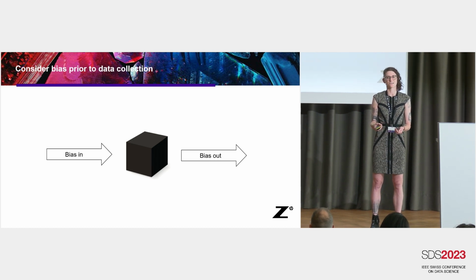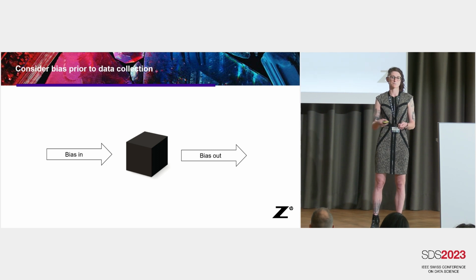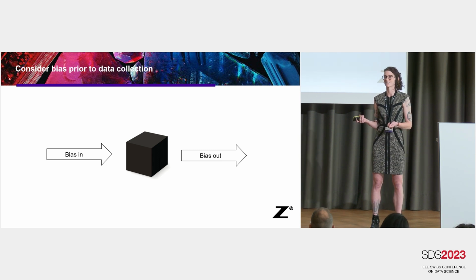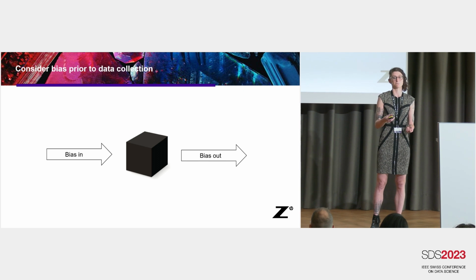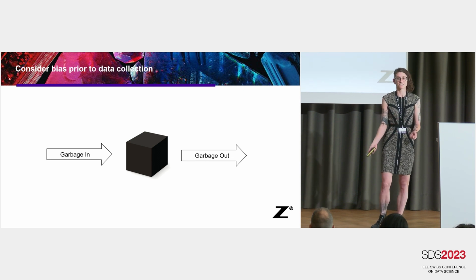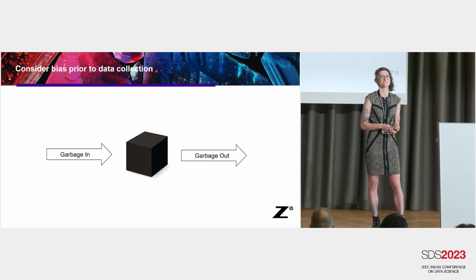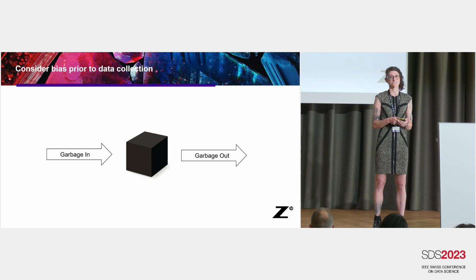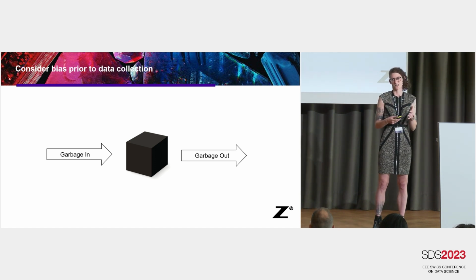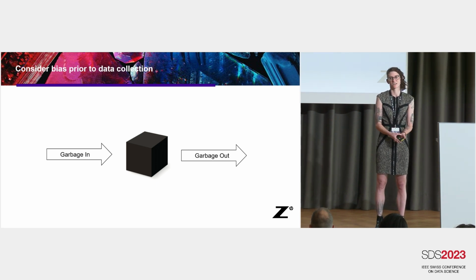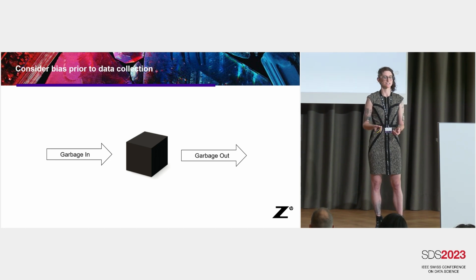If the data underneath are biased, this is going to perpetuate through to your end result, and your end result will be biased. So this is super important to take into account as early as possible, and if you're not labeling your own data, to go back and figure out what happens when it was labeled and how it will be.